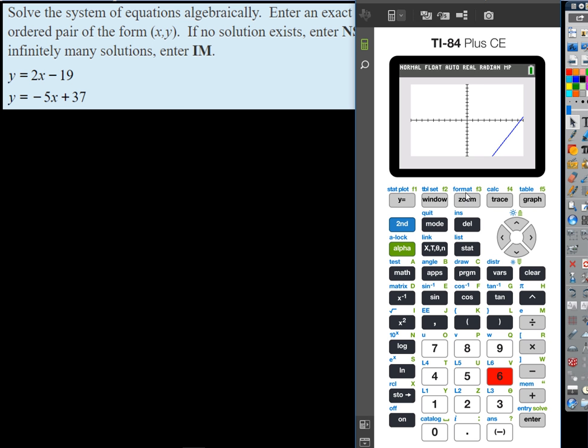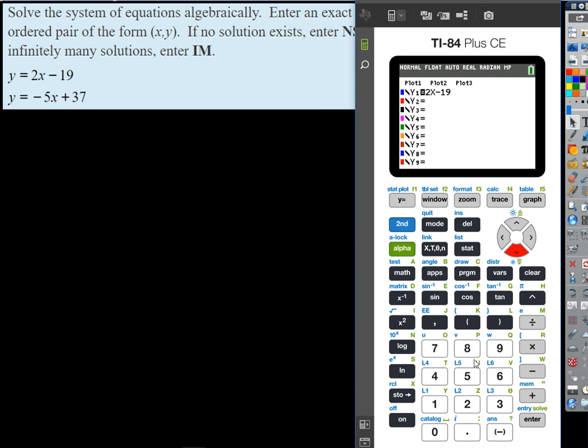Okay, let's put the other one in, and we'll resize the window if we need to. So this one, we got to go back to y equals, and one of the real nice things about the new TI-84 CEs is you get different color graphs, which makes it easier to see which one you're working with. So this one's negative 5x plus 37.